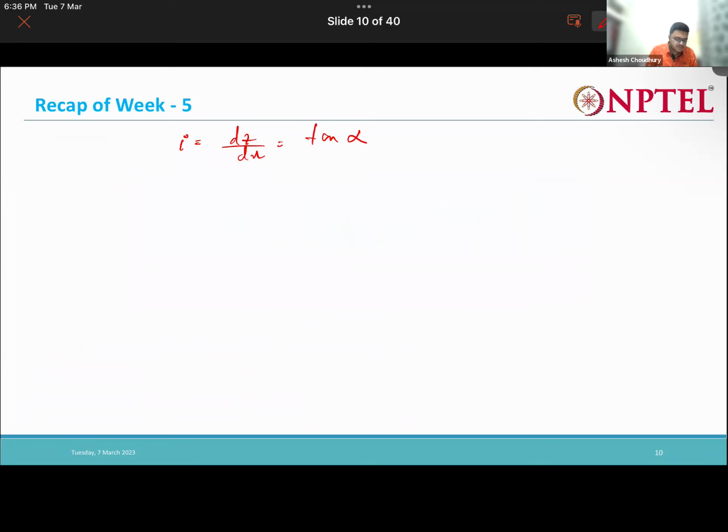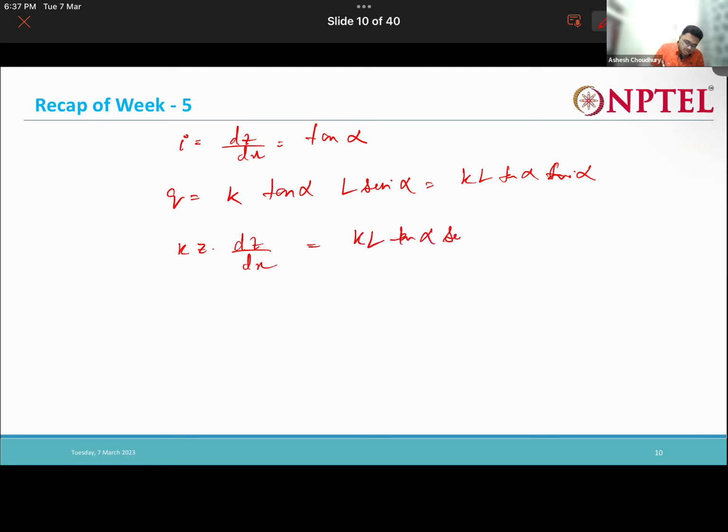This derivation is actually not very easy, so you can also go through it again. That's why I'm not doing it again and again, and I will directly write the expressions. q is equal to k L tan alpha sine alpha, with i equal to dz by dx.